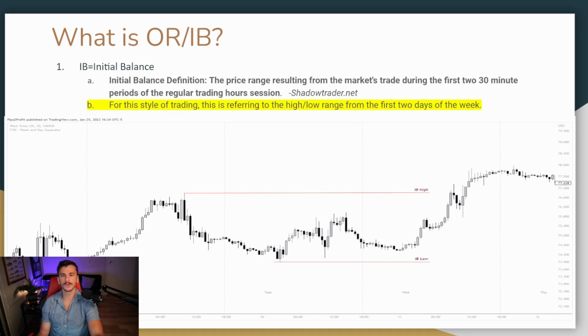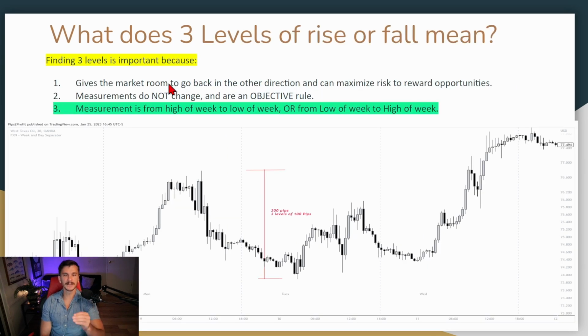But now I'm going to show you how you actually use that. It's cool, they've created this little range, but what on earth does it mean? How in the world do I make trading decisions based off of that? 3 levels of rise and fall. This is simply a check in the box.